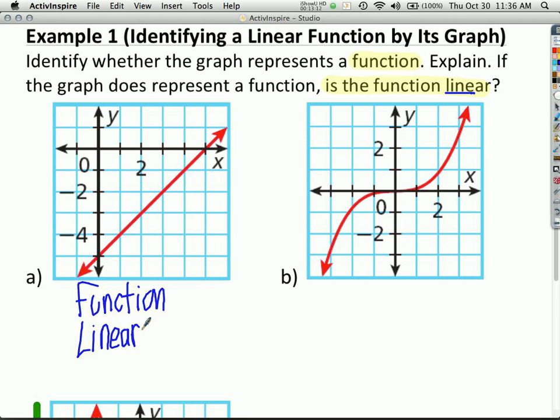Any questions about that? Part B, we already did the vertical line test and we saw that it is a function. But now the question is, is it linear? So let me ask you again. Give me a thumbs up if you think it's linear. Nobody put their thumb up. Yeah, it's not a perfectly straight line. There are parts of it that look like they're straight, but a perfectly straight line means the whole thing is one perfect straight line. So this is not linear.